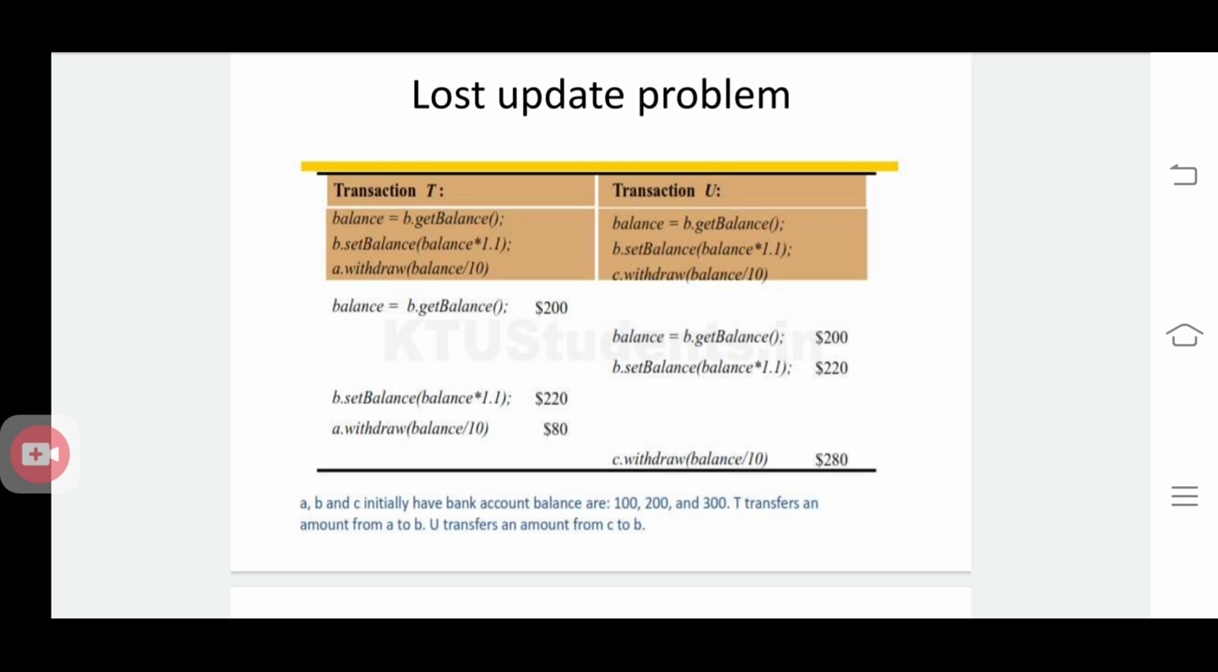What it means is, in the lost update problem, you can see two transactions, transaction T and transaction U, each with three operations. But the operation order is: first getting the balance of B in transaction T, then getting the balance of B in transaction U, then setting the balance of B by transaction U, then doing the other operations in transaction T. Then the update is lost in transaction T. U is updating the balance of account B as 220, but this will not be visible in transaction T. So the update by transaction U is lost in transaction T.